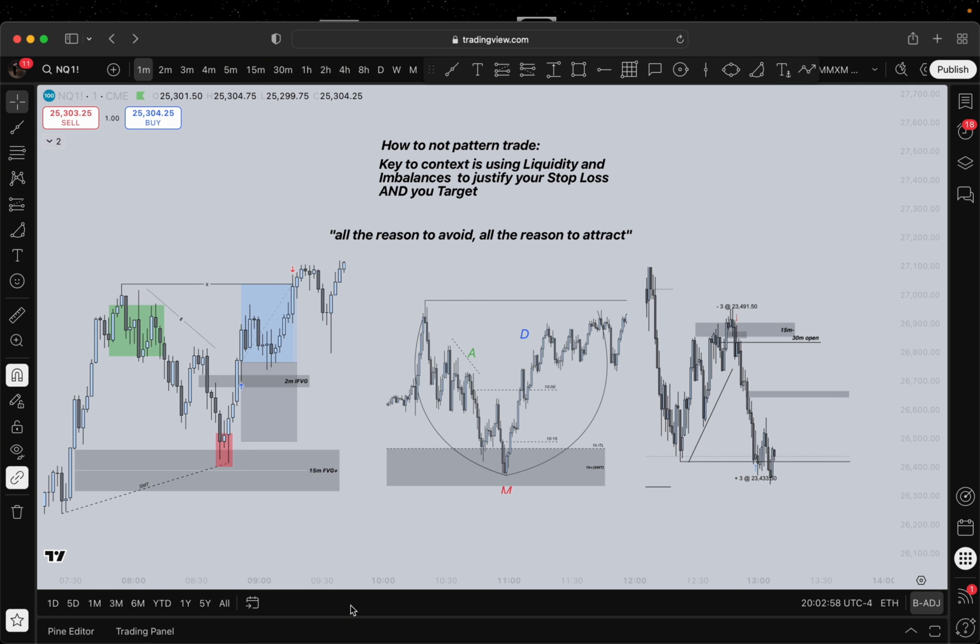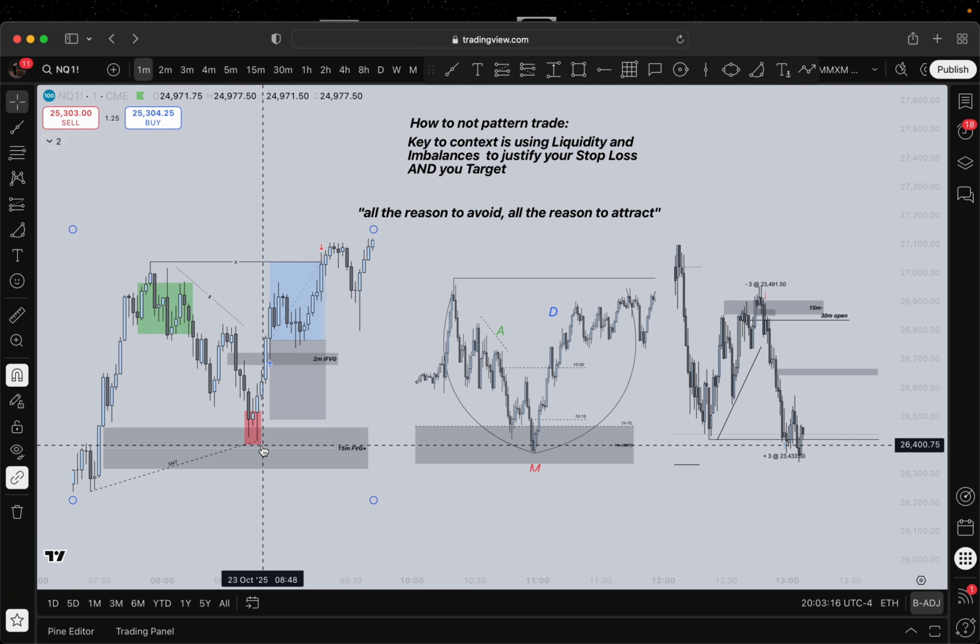All right, now here are 3 examples, and I'm actually going to teach you how to not pattern trade. The key is using liquidity and imbalances to justify your stop loss and target. And now what I mean by this quote is all the reason to avoid, all the reason to attract. What do I mean by this? Well, we'll start with example number 1.